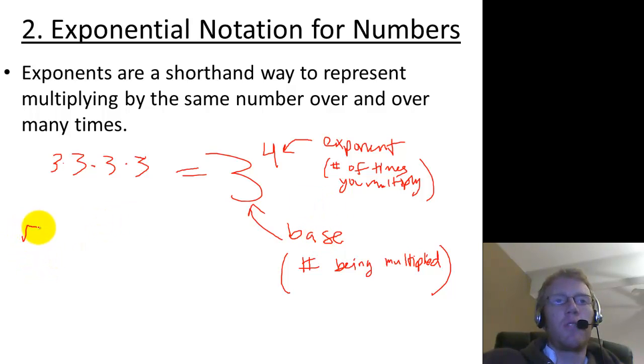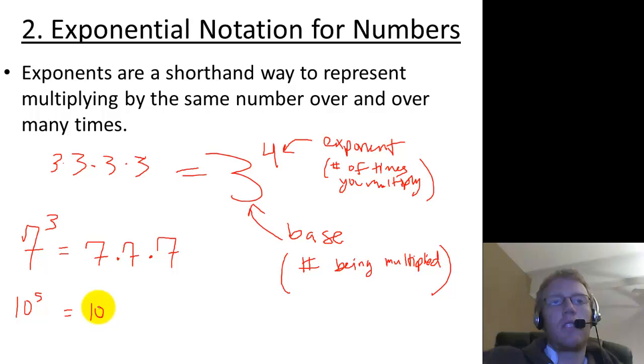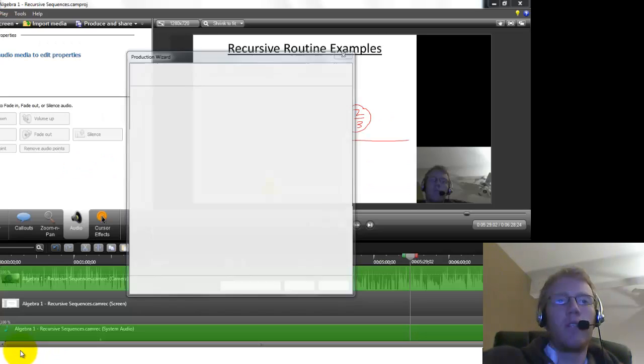So let's do some more examples. 7 to the 3rd power, you could write as 7 times 7 times 7. You can do 10 to the 5th power. That's 10 times 10 times 10 times 10 times 10. So again, the number you multiply over and over is whatever the base is, and the exponent is the number of times that you multiply it. We can do one last one here.